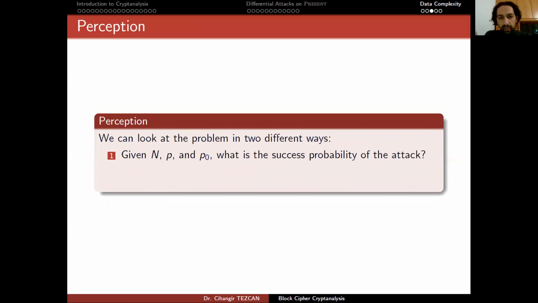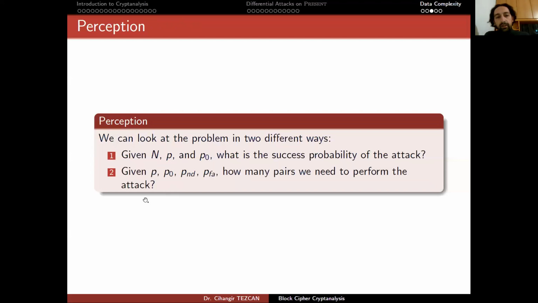So what should be our perception? We can look at the problem in two different ways. Assume that we are given n, so this is the number of data, so you captured n many plaintext and ciphertext pairs. You find a distinguisher, so you know the probabilities of it for a wrong key and the correct key. Then what is the success probability of the attack for this n? This is one way of looking at the question.